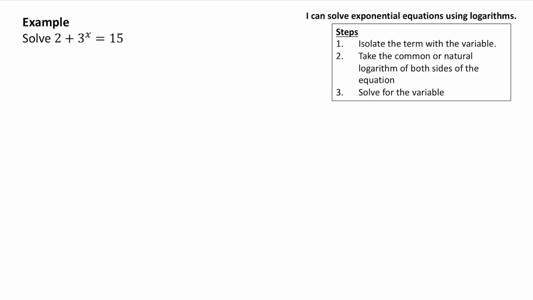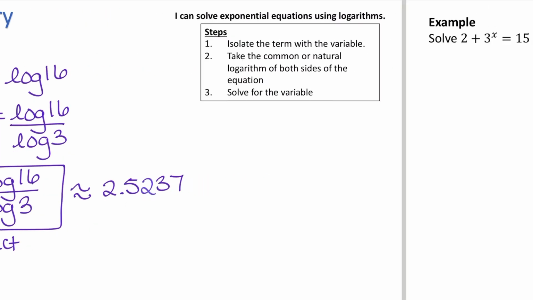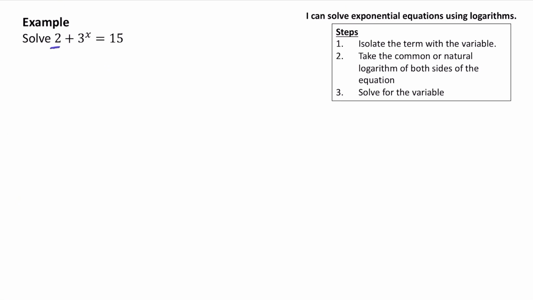Okay, so suppose we want to solve this equation, 2 plus 3 to the x equals 15. So we want to isolate the term with the variable. What's different about this compared to the previous problems? Here we have a 2 with this term with a variable, so we need to get rid of that 2. We can just use our solving equation strategies to do this.